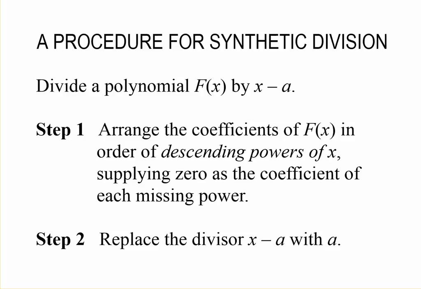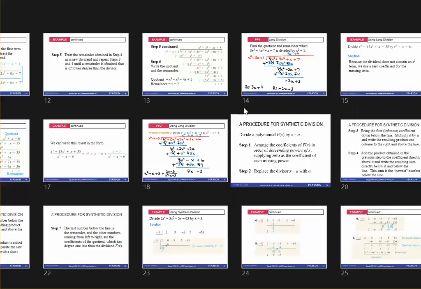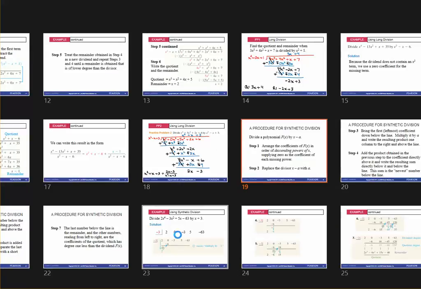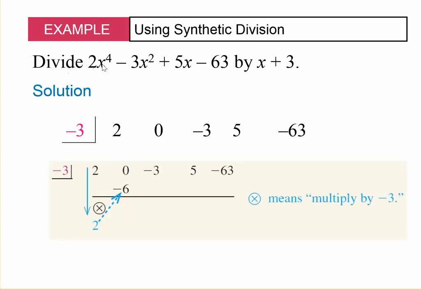And so let me give you, because about 30% of you raised your hand when I asked if you remember synthetic division here. Let me give you an example first, and then we'll try it ourselves. So, example, here we go. We're going to divide 2x to the 4th minus 3x squared plus 5x minus 63. Again, you don't need to write it down unless you really need to.